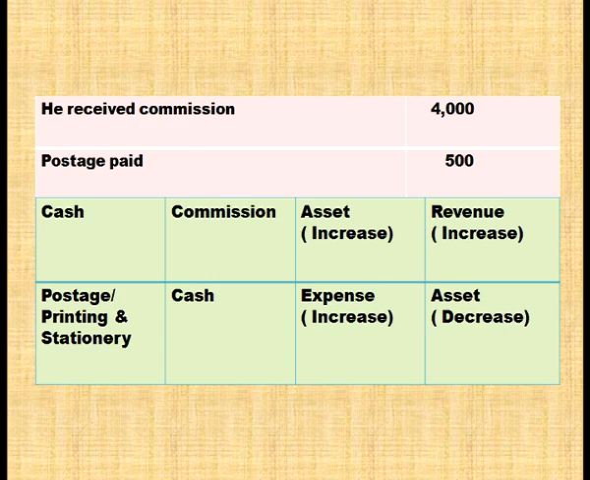Postage paid, rupees 500. Postage being an expense. You can include either under the head postage or as printing and stationery account. Cash is going from the business when it is paid. So cash is an asset account. So postage expenses increases. When expense increases, it will be debited. Cash being an asset, it is decreasing in this transaction, so it is credited. So postage debit, cash credit.